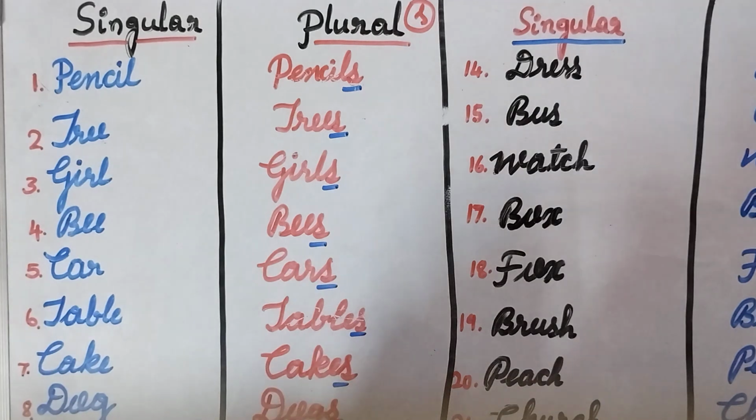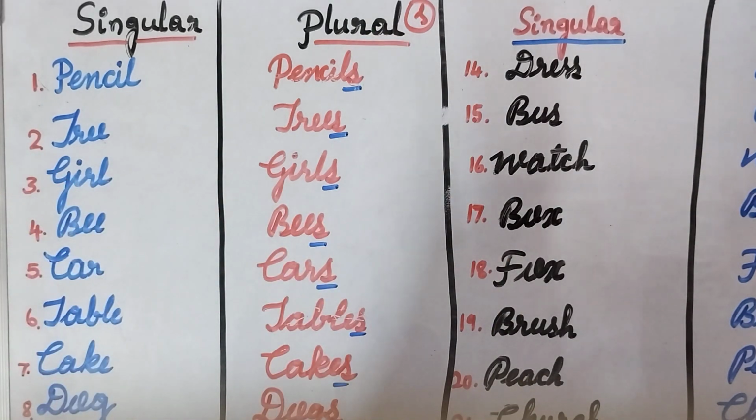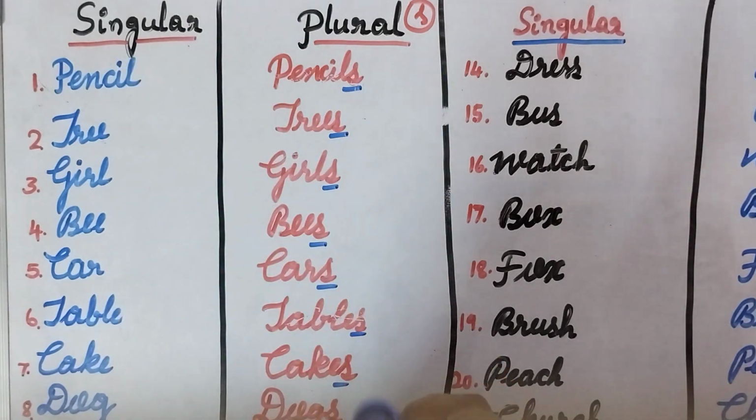Children, today we will learn about singular and plural. Okay, so some examples for the singular and plural words. What is singular? Singular means when we talk about people or things in single form, only one.